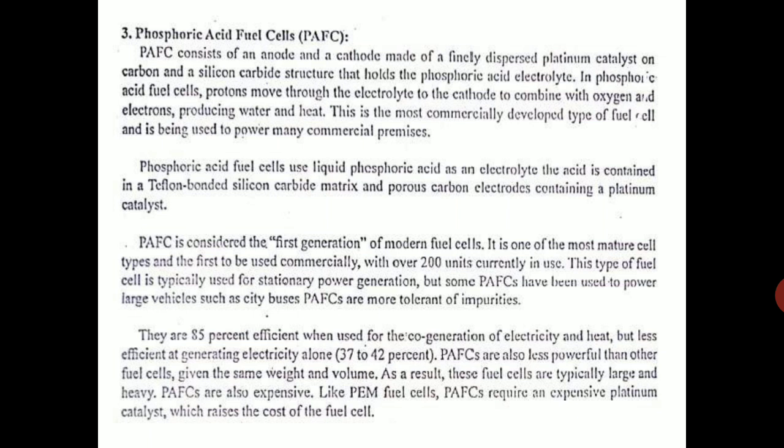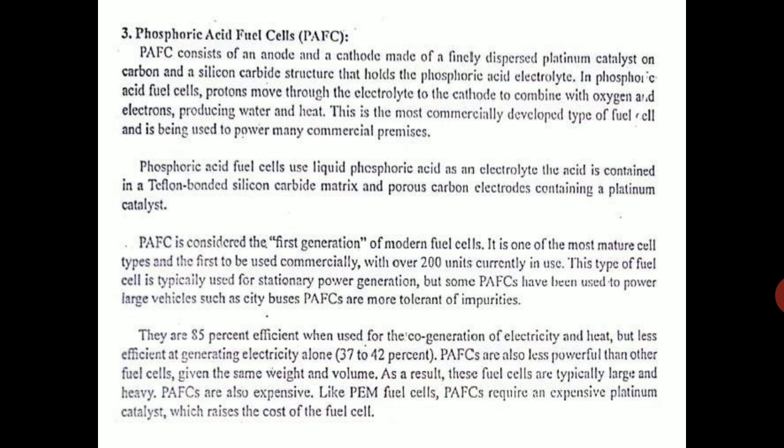So these PAFCs are more tolerant to impurities. We have seen CO2 is an impurity, sulfur is an impurity, even particulate matters are impurities, but these are tolerated because we are using platinum as a catalyst. And the efficiency is also high, almost 85% when used for cogeneration of electricity and heat. So not only electricity we are generating, but also the heat that is produced is used, then the combined efficiency can go up to 85%.